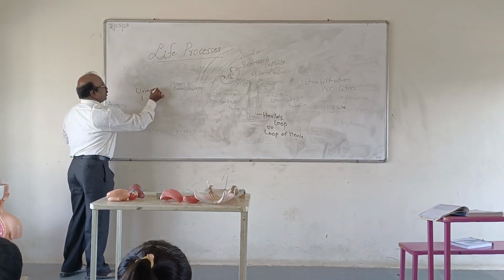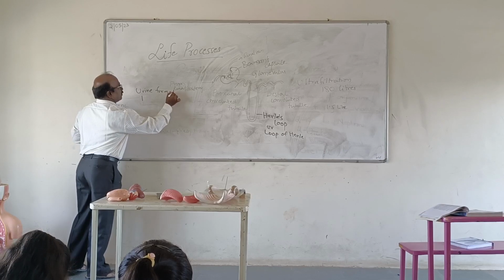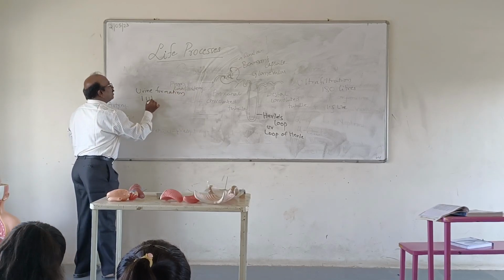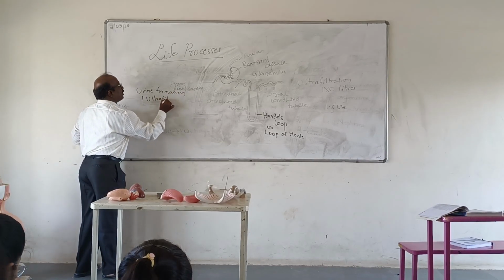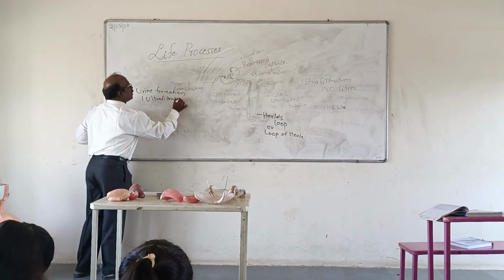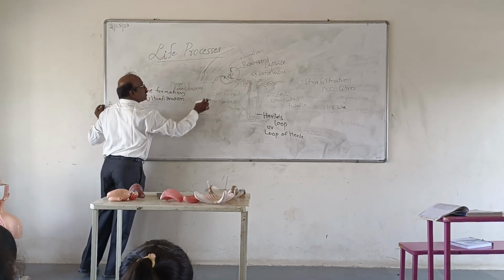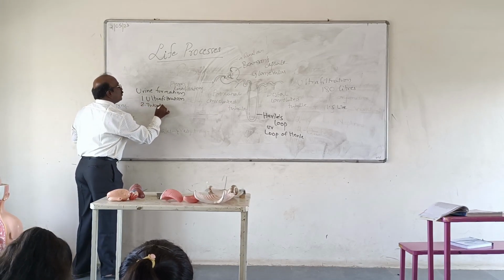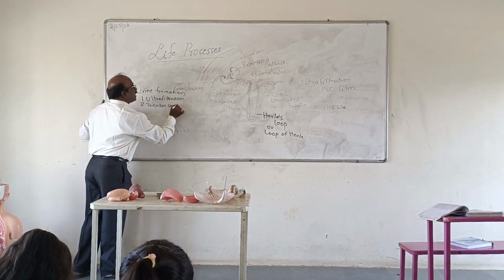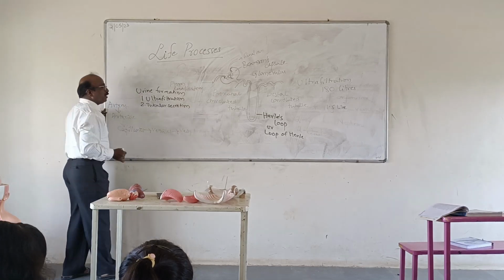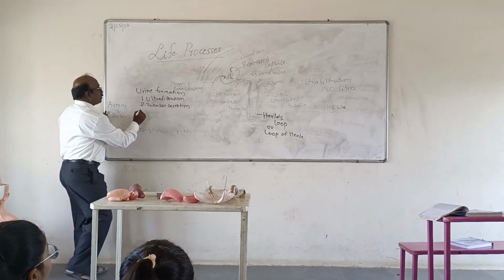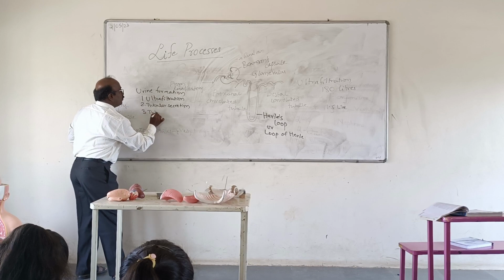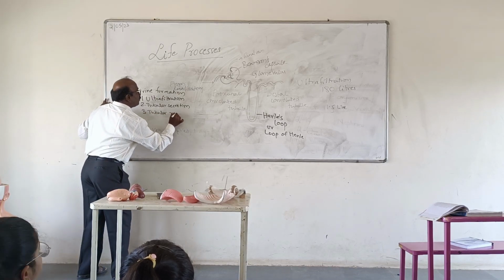Okay, urine formation has three steps. First is ultrafiltration, which occurs in Bowman's capsule. The second one is tubular secretion. The third one is tubular reabsorption.